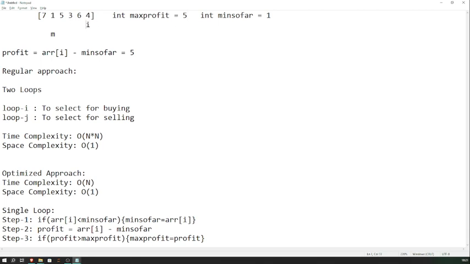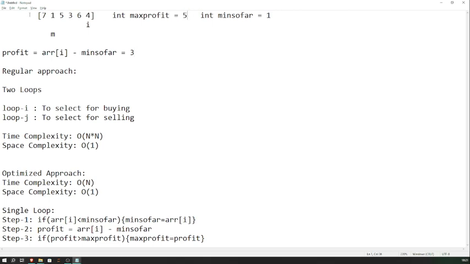Then I plus plus. So is ARR of I less than minimum so far? No, so minimum so far is not updated, and minimum so far remains 1. So 4 minus 1, 3. Okay, but we have already got maximum profit as 5, so maximum profit will not be updated. Simple. So maximum profit is 5.